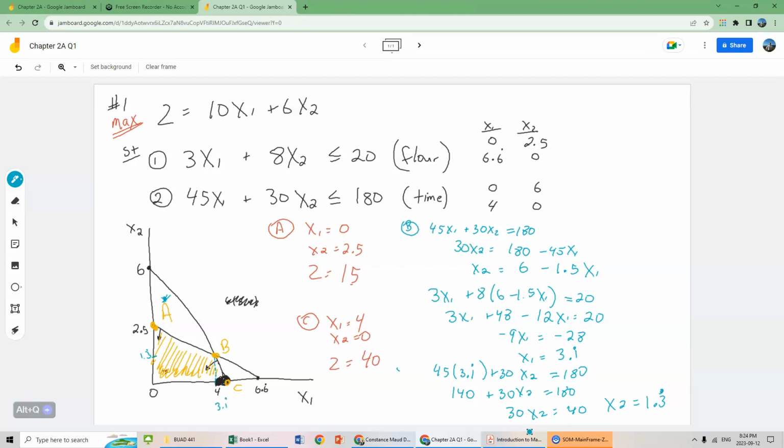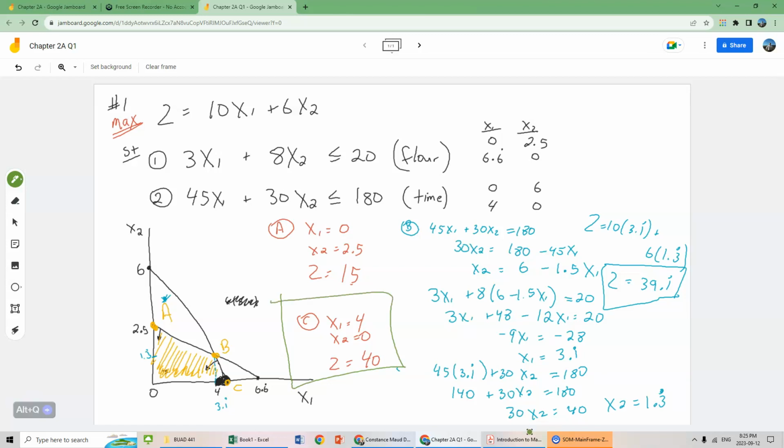So we can calculate what the objective function would be at that point. So z would equal 10 times 3.1 repeating plus 6 times 1.3 repeating. Z is going to equal 39.1 repeating, something close to that. That's our z value. Well, note, where is our objective function maximized? Let's turn this green. It's going to be maximized at point C. So that is the optimal solution.